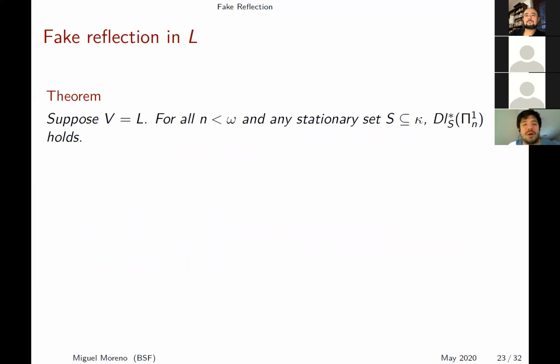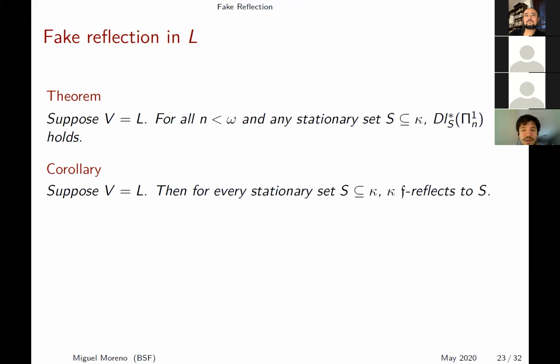What happens is that if you suppose V equals L, then for all n smaller than omega, and every stationary subset S of kappa, diamond star S pi^1_n holds. So this was precisely what's happening in L. The weird reflection that many people use in L was this diamond star S; for every n, it holds. So as a corollary, working in L, for every stationary subset S of kappa, kappa filter reflects to S. And now if you use monotonicity, what happens?